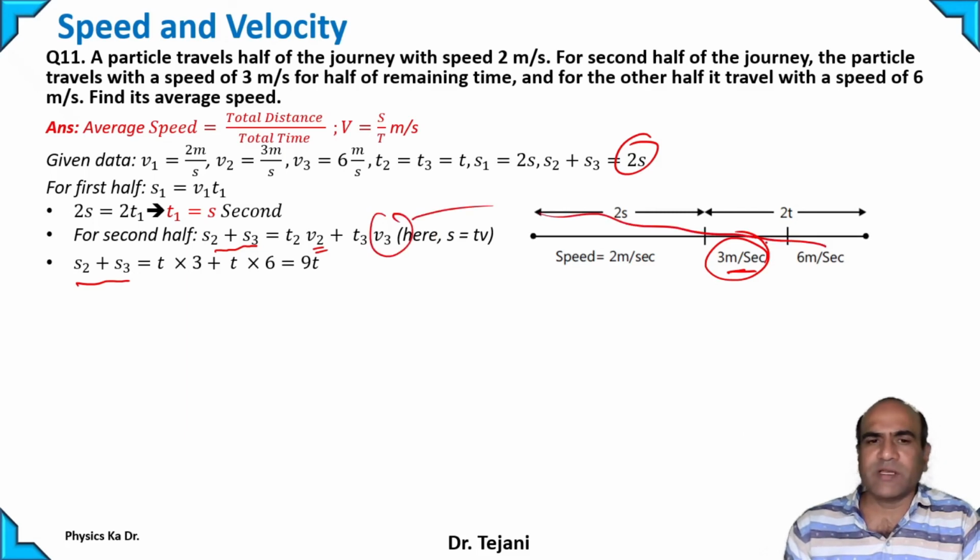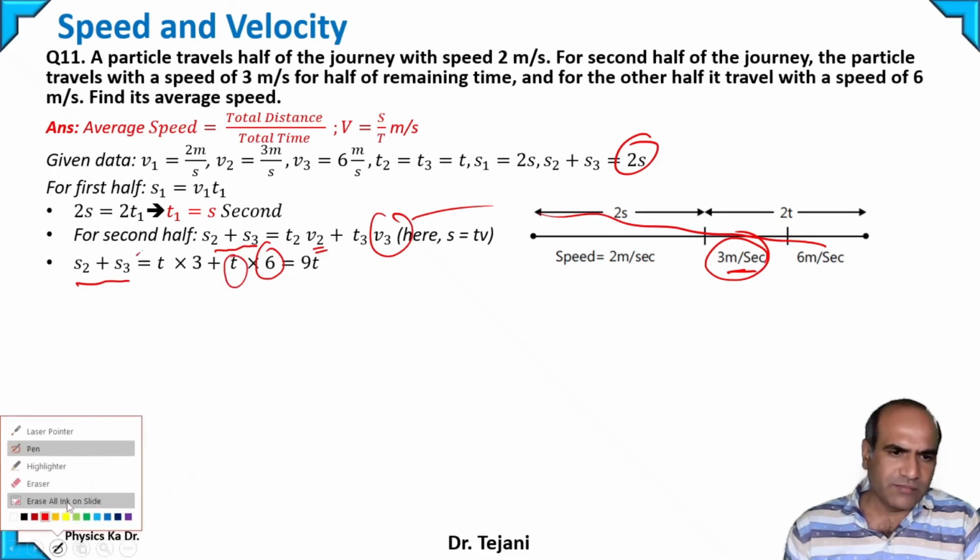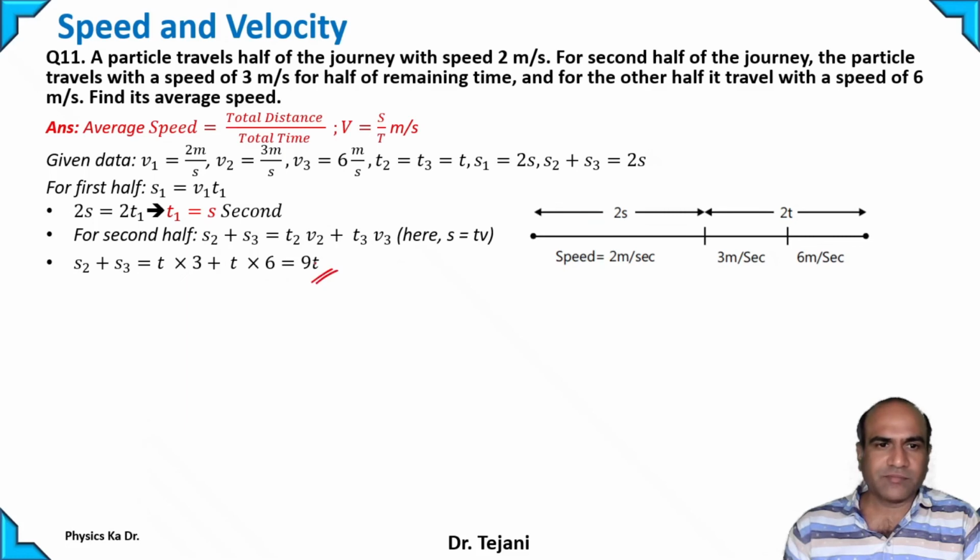V3 is 6 meters per second. Put the value of time, T1 and T2 both are T, so that becomes 90. And S2 plus S3 is equal to 2S. That means you can find the T from this, 2S by 90. So that time refers to T for these two positions, right?